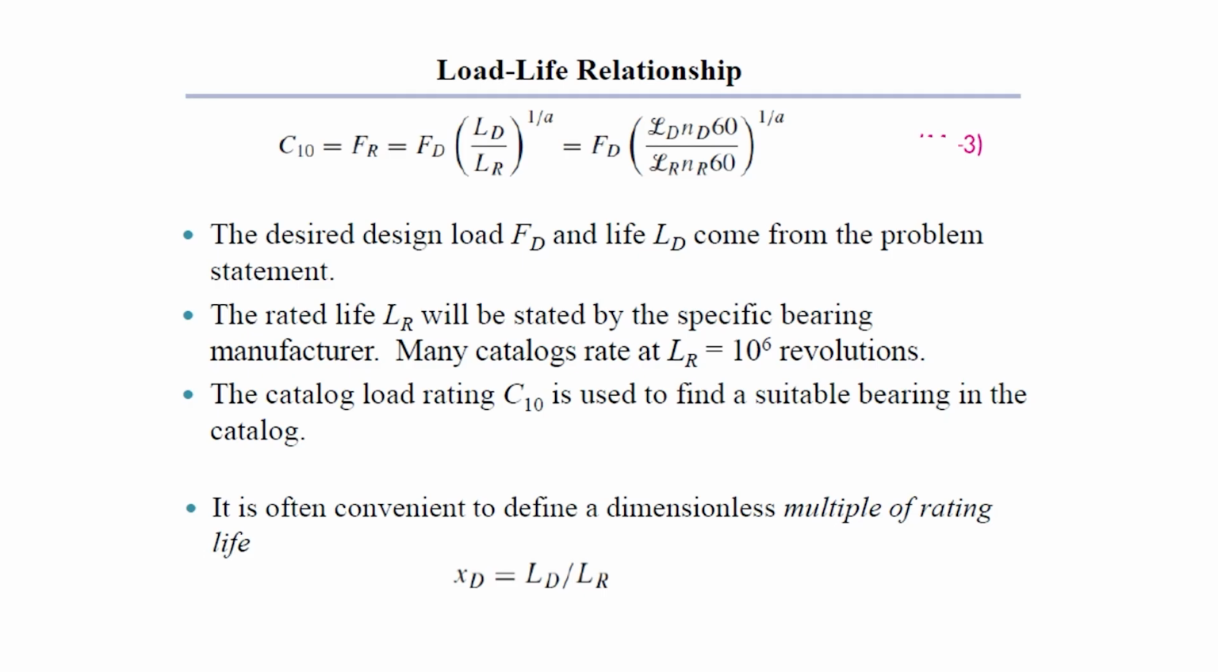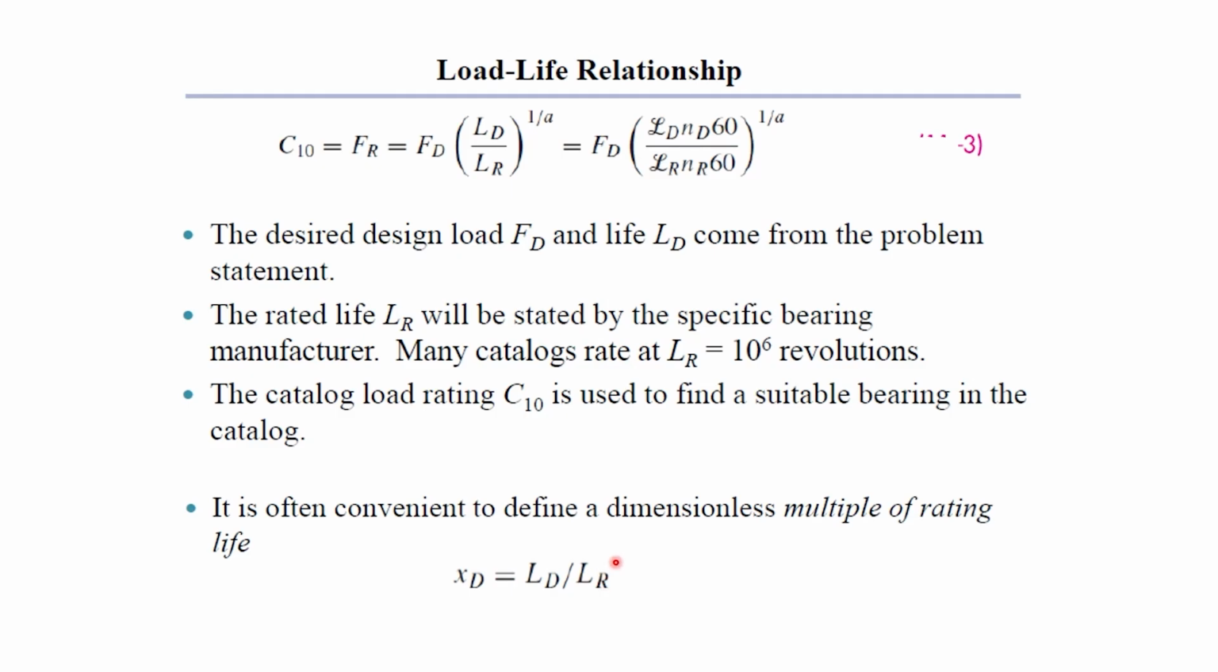The desired design load Fd and life Ld come from the problem statement. The rated life Lr will be stated by the specific bearing manufacturer. Many catalogs rate the Lr as 10 to the power 6 revolutions. The catalog load rating C10 is used to find a suitable bearing in the catalog. It is often convenient to define a dimensionless multiple of rating life as Xd is equal to Ld divided by Lr.